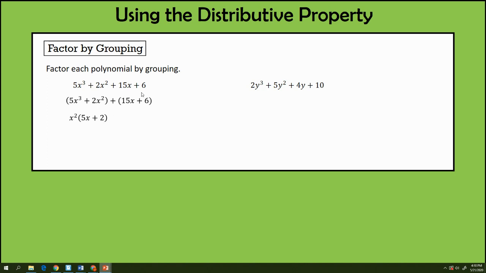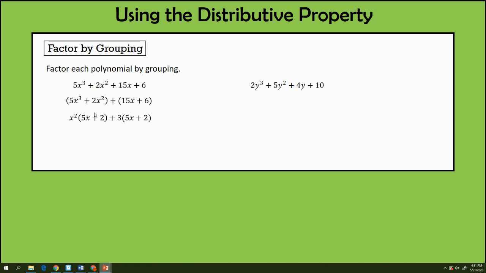So these two are equal. What can I factor out of the second parentheses? Well, there's no variable in common, but we could divide both of these by a 3. And if I do that, I'd get 5x plus 2. If I take a 3 out of 15, it's 5. A 3 out of 6 is 2. If you distribute the 3 through, you get this answer.